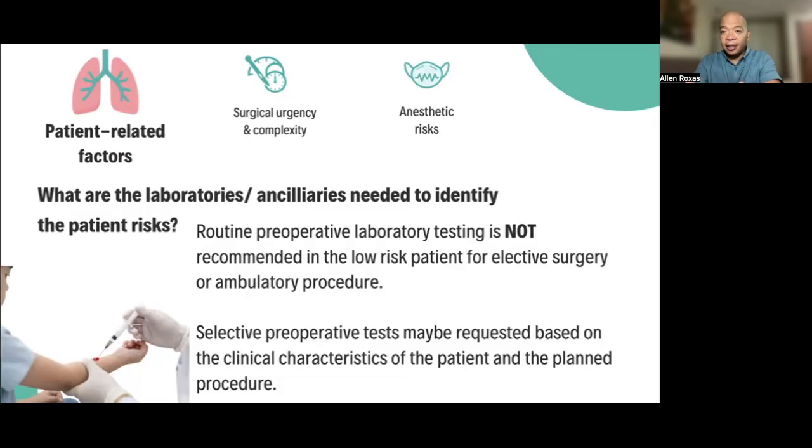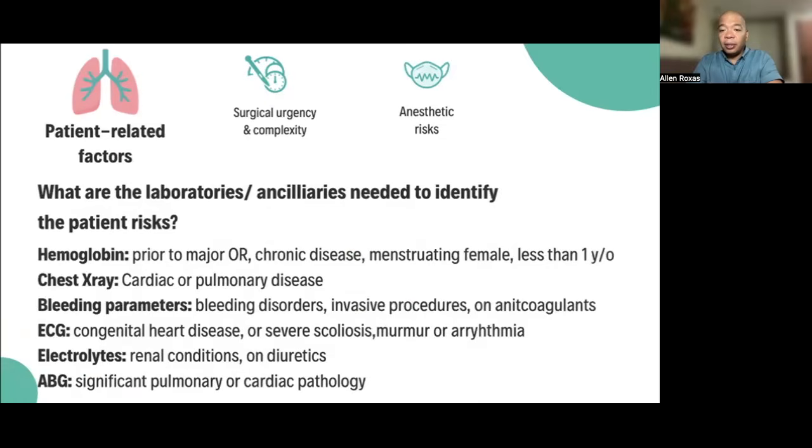Another patient-related factor that is quite controversial would be identifying patients who are at risk using laboratories and ancillaries. A common misconception is that more tests would automatically mean a safer patient. In reality, routine laboratory testing is not recommended for every child. Laboratory investigations should be selective and guided by clinical findings and the planned procedure. So, good history and physical examination remain far more important than a blanket laboratory screening. Here are examples of the laboratories or ancillaries that we can request and their corresponding indications.